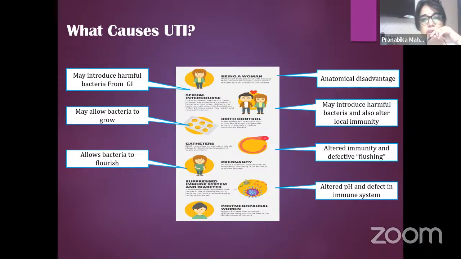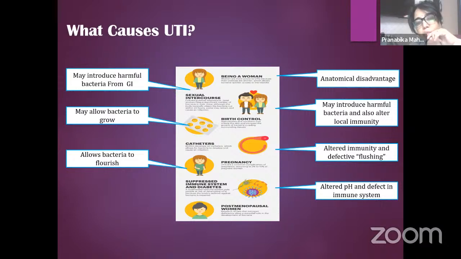Because of a suppressed immune system, there can be flourishing growth of bacteria, and because of catheters, bacteria may be allowed to grow inside. Then in pregnancy, there is altered immunity, which causes defective flushing, because in pregnancy there is retention of urine, especially because of poor muscle tone of the urinary bladder. So there is more stagnation of urine in the urinary bladder, which causes the defective flushing out.